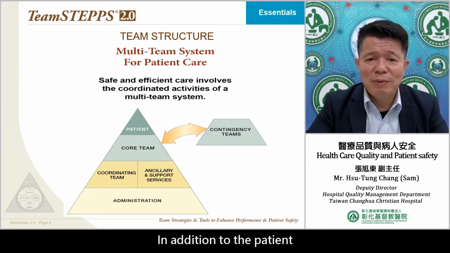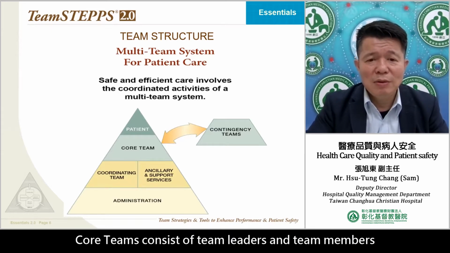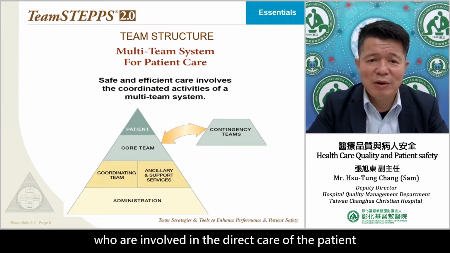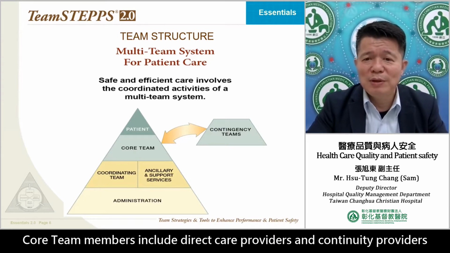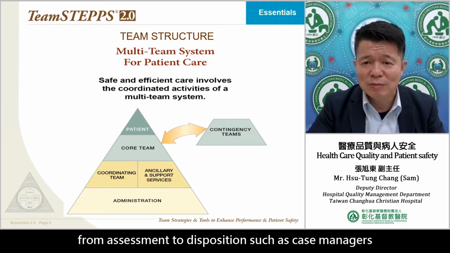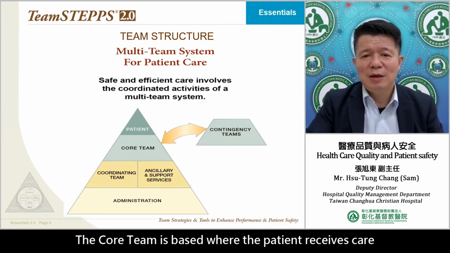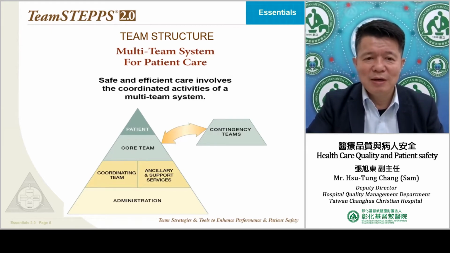In addition to the patient, the multi-team system is composed of several different teams. Core teams consist of team leaders and team members who are involved in the direct care of the patient. Core team members include direct care providers and continuity providers. Continuity providers are those who manage the patient from assessment to disposition, such as case managers. The core team is based where the patient receives care.